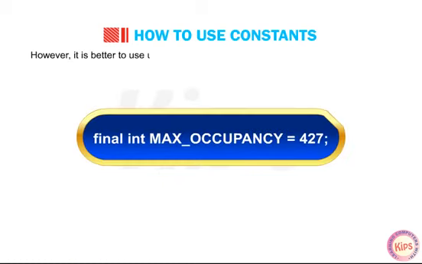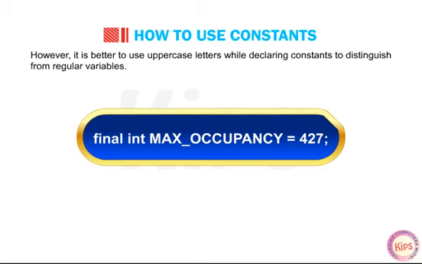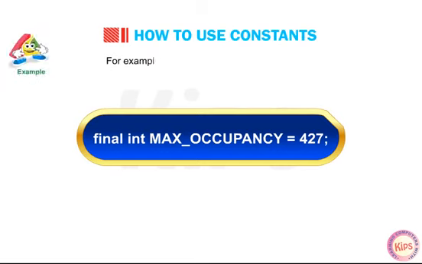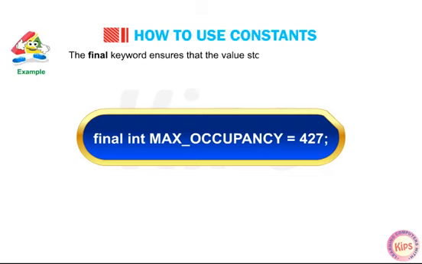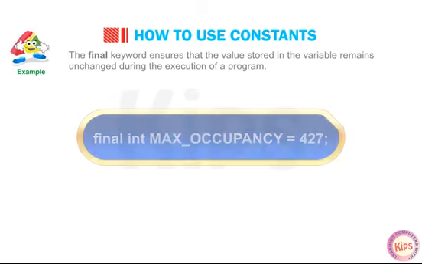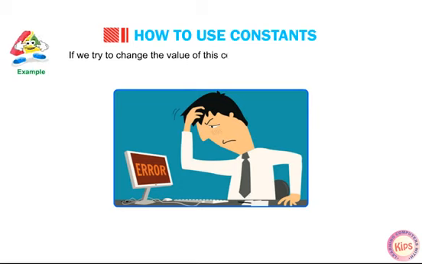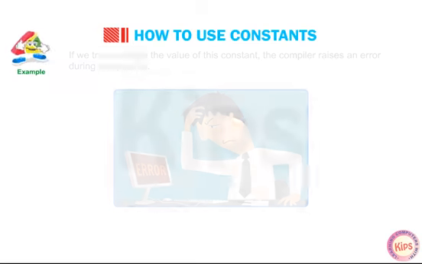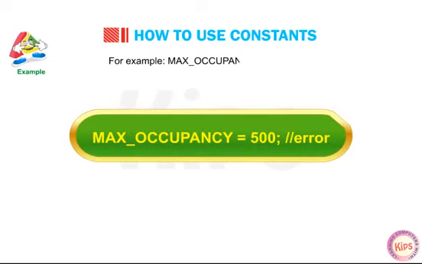However, it is better to use uppercase letters while declaring constants to distinguish them from regular variables. For example, final int MAX_OCCUPANCY = 427; The final keyword ensures that the value stored in the variable remains unchanged during the execution of a program. If we try to change the value of this constant, the compiler raises an error during compilation. For example, MAX_OCCUPANCY = 500; // error.